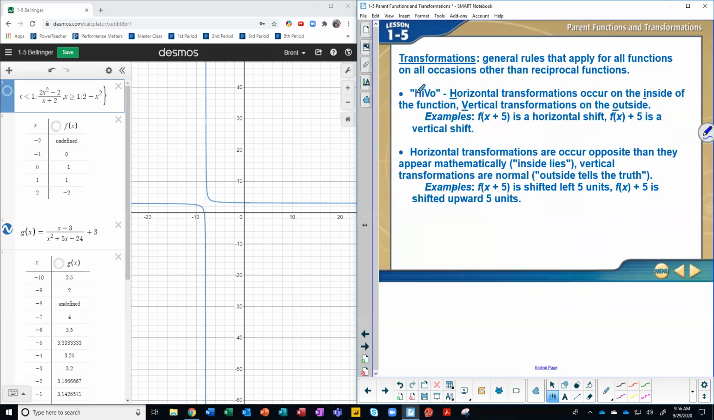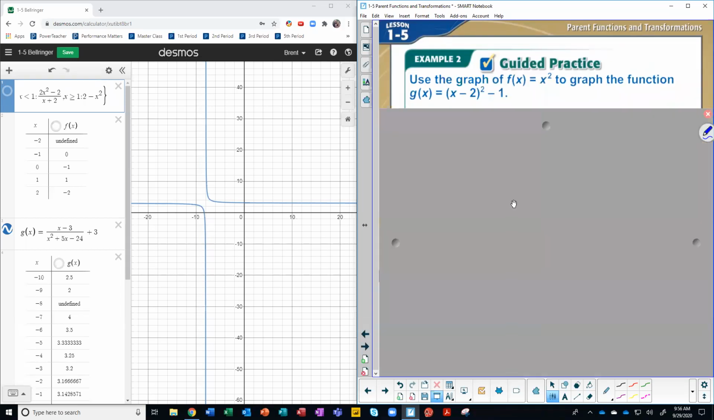I told you that you're going to go over these. Call it HIVO. Horizontal is inside, vertical is out. It's an acronym. Horizontal, inside, vertical, out. And you're going to learn that with horizontals, the inside lies and the outside tells the truth. So something on the inside like this will lie, and it's going to be horizontal. Something on the outside will be vertical, and it'll tell the truth. So I'm just giving you a general overview.